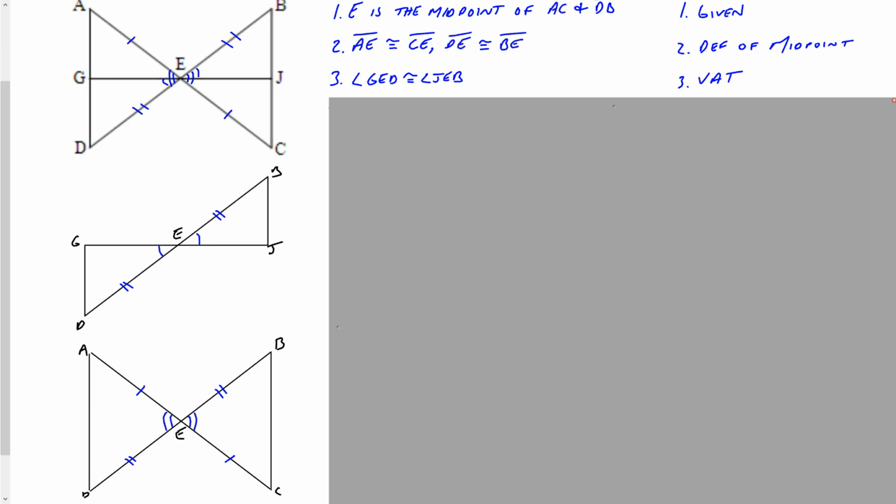And now, whether I write it as a new step or I include that new pair of vertical angles in my already written vertical angle step, doesn't make a difference. So here we could add to statement 3 that angle AED is congruent to angle BEC because those are also vertical angles. From there, I have enough to say that the second pair of triangles is congruent.